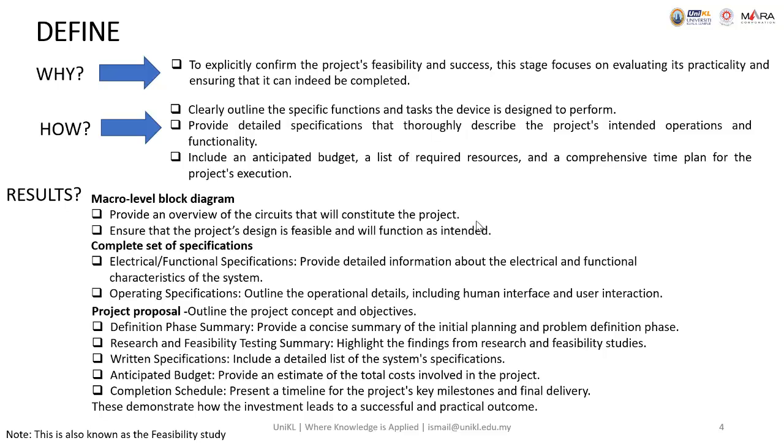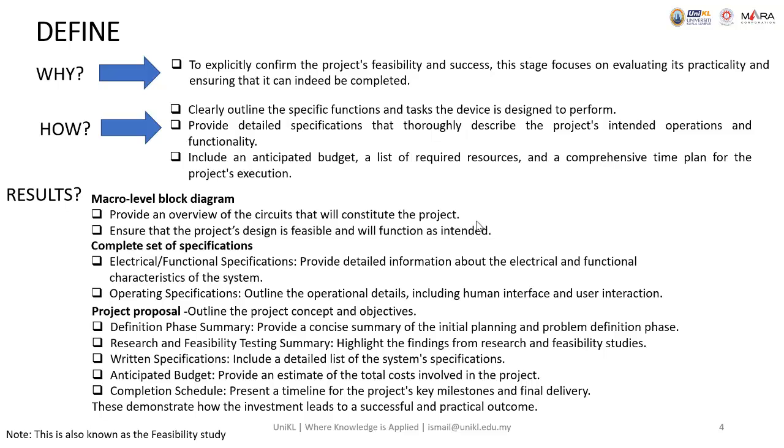And operating specifications outline the personnel details, including human interface and user interaction. So sometimes we need to provide this, especially for a project such as, for example, a dynamically configurable serial port. So you must provide the user with the operating details and the human interface. Maybe you have some sort of storyboard for your project and so on. So they should know how to use it.